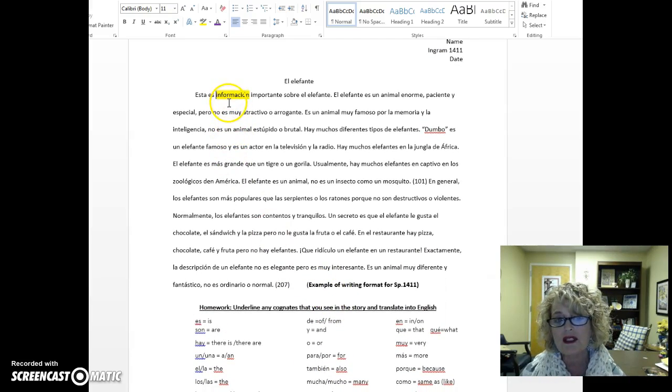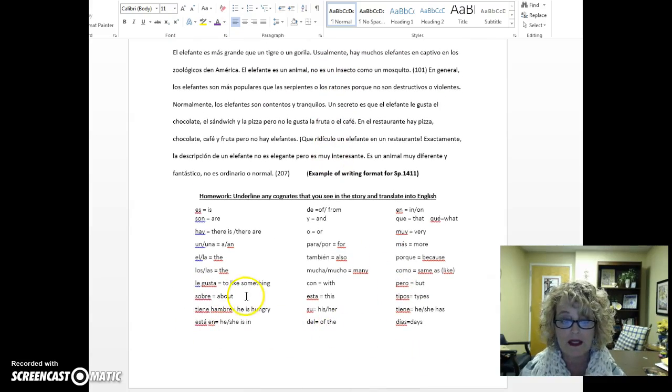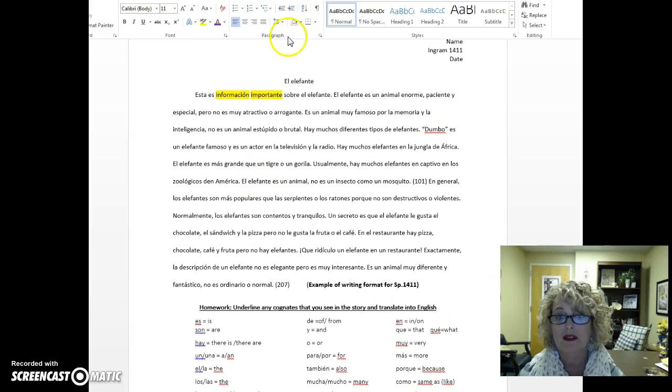Now, in Spanish, you're going to say it says information important. And in English, we say important information. So when you translate, you need to change the word order to go in English. So, this is information. What do you think importante means? It's the same thing, important. So this is important information sobre, look down here, and we're going to see sobre, about.